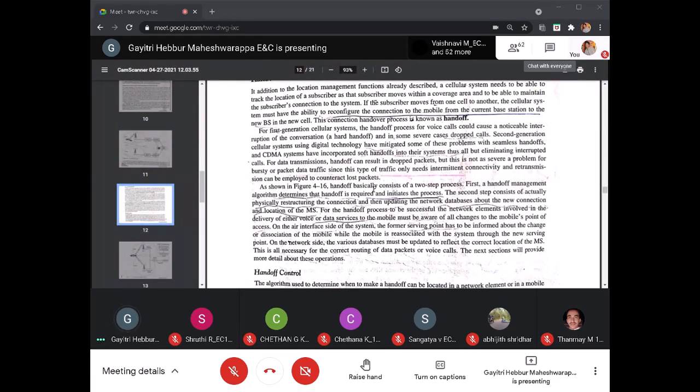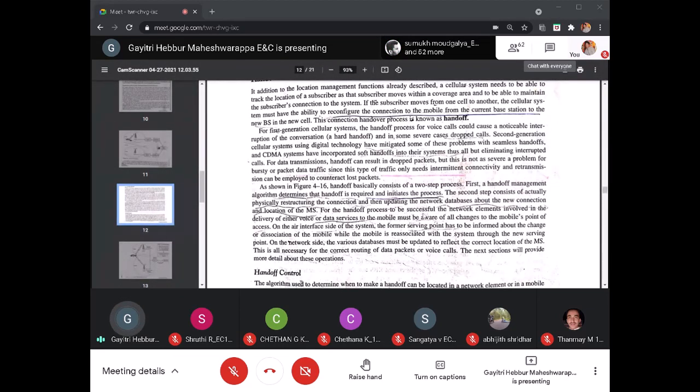First is to decide. The second one is to physically restructure the connections to the new radio base station. Not only that, the location as well, exactly in which location it came, that updation will be done in the database about the new connection and the location of the MS. So these are the two steps which have to be carried out in the handoff process.